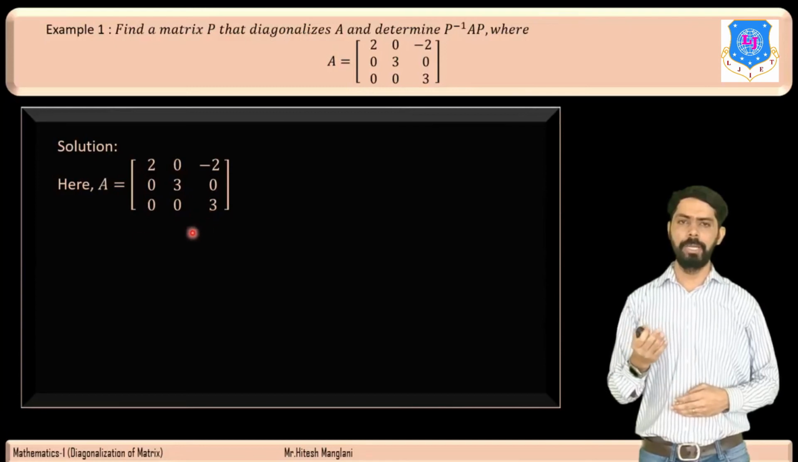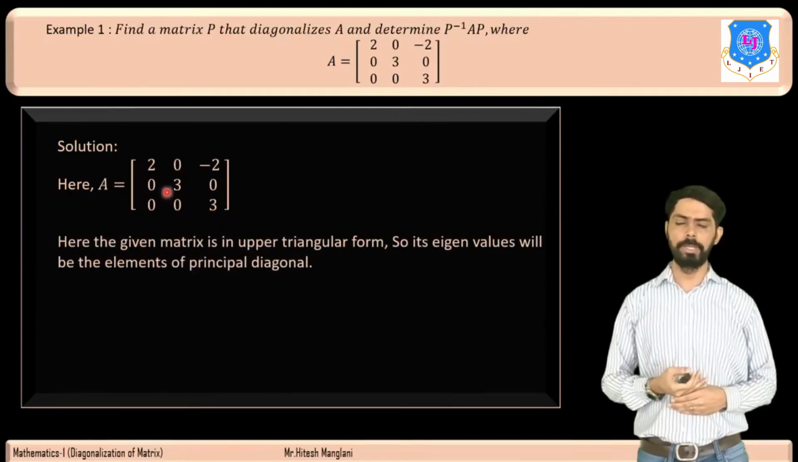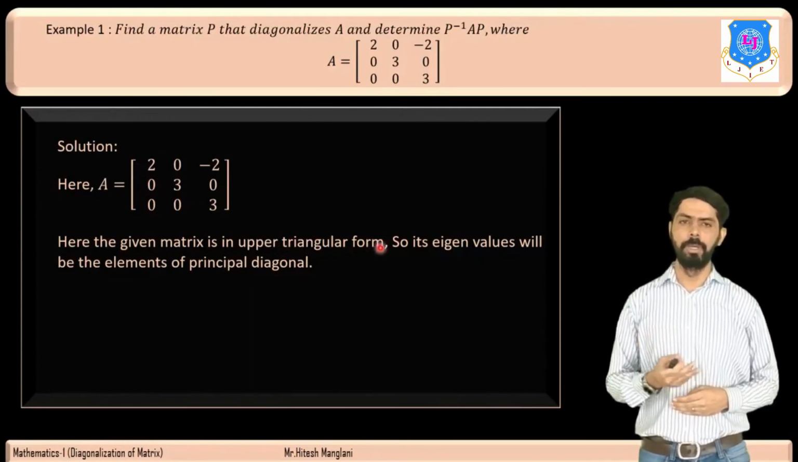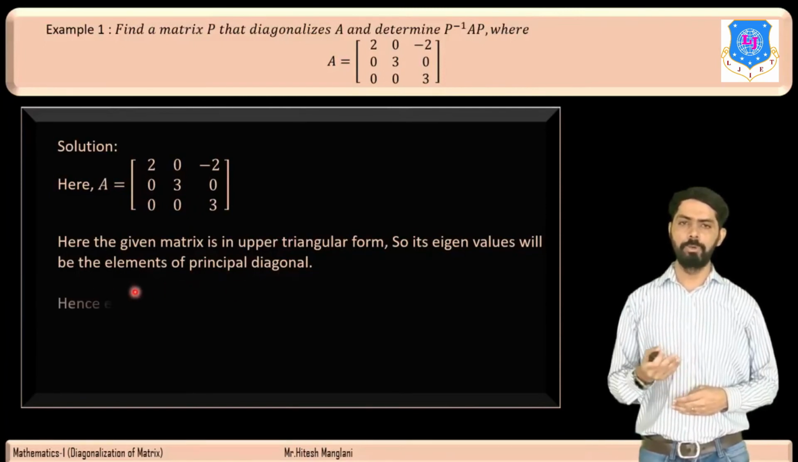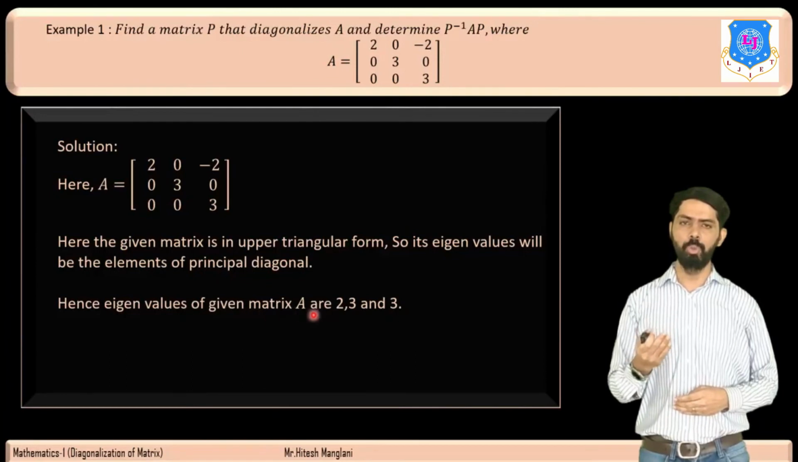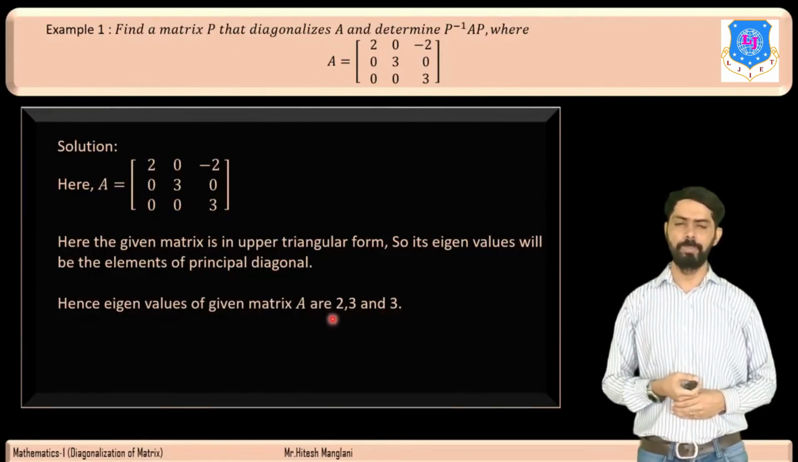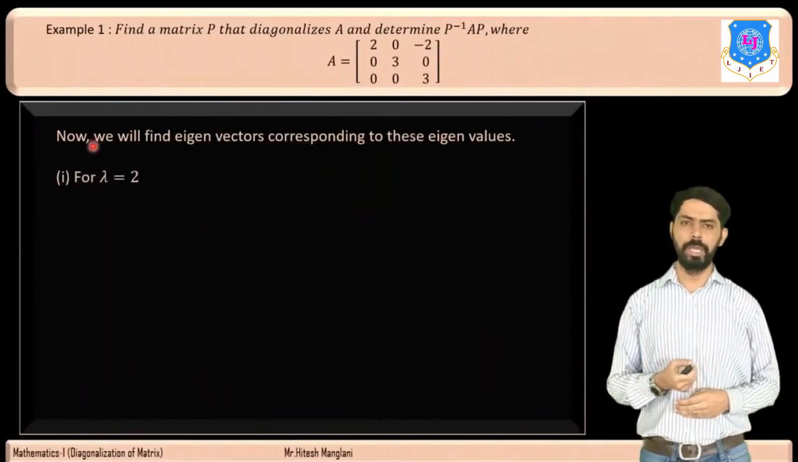So here the given matrix is in upper triangular form, because if you look at the matrix, all the entries below the principal diagonal are 0. Therefore, this matrix is said to be in upper triangular form. So its eigenvalues will be the elements of the principal diagonal. So the eigenvalues of the given matrix A are 2, 3 and 3. Now we will find eigenvectors corresponding to these eigenvalues.